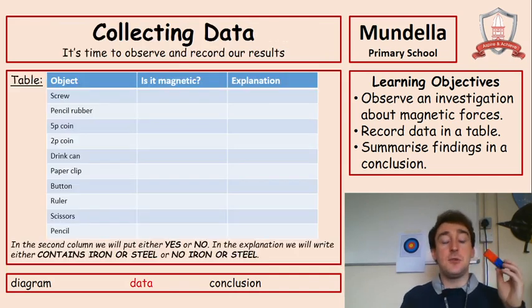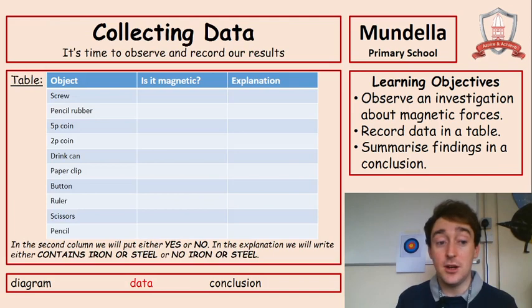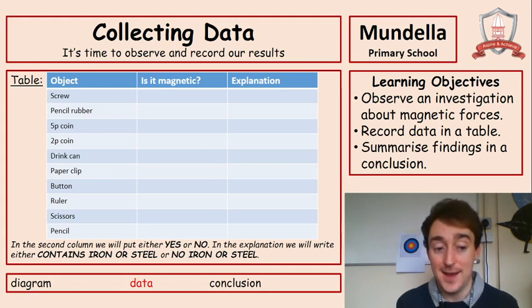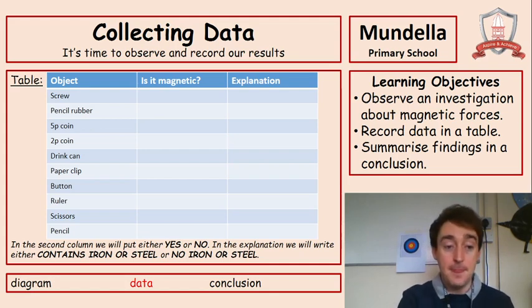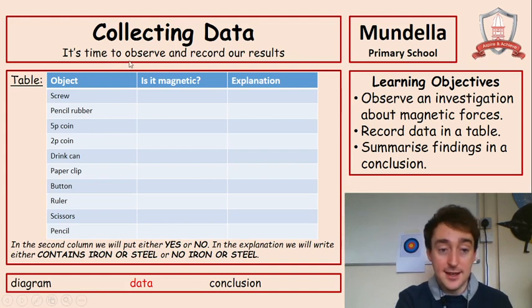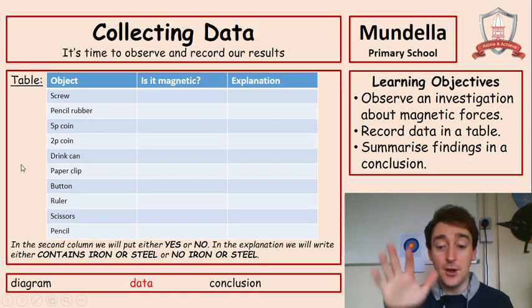Right, this is the part where you'll need to pause the video because I need you to copy down this table. Okay? Once you copy down this table, you can unpause the video and then we can start writing down our results. So pause the video now, copy the object, is it magnetic, and the explanation at the top, and then write these 10 materials down the side in that first column. So pause the video now.